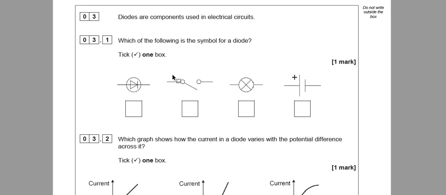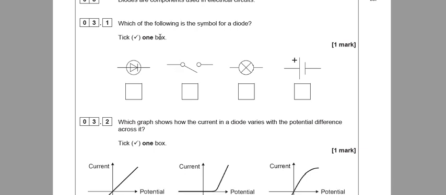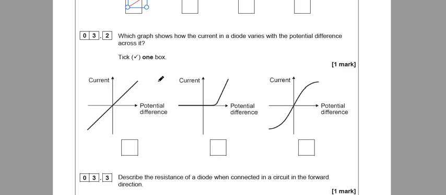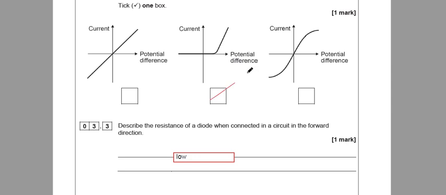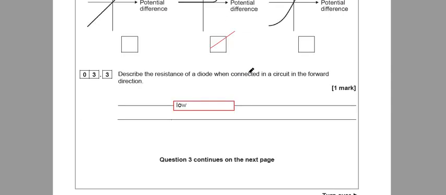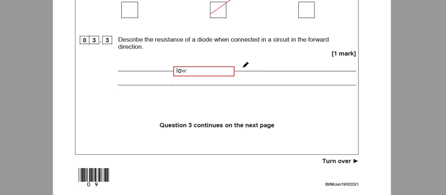Diodes are components used in electrical circuits. Which of the following is the symbol for a diode? It will be this symbol. Which graph shows how current in a diode varies with potential difference? It will be this graph. Describe the resistance of a diode when connected in a circuit in the forward direction. It has low resistance.